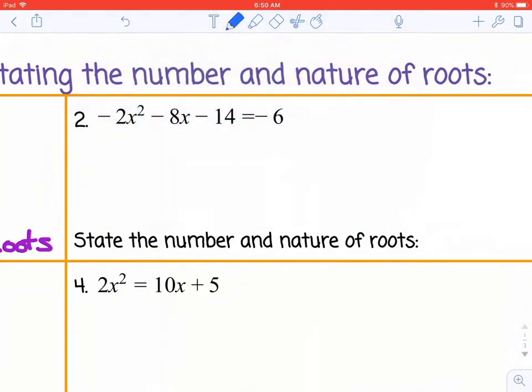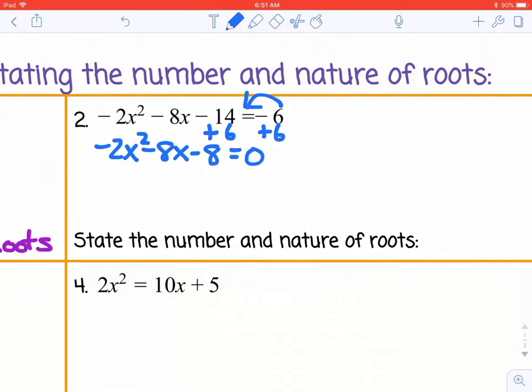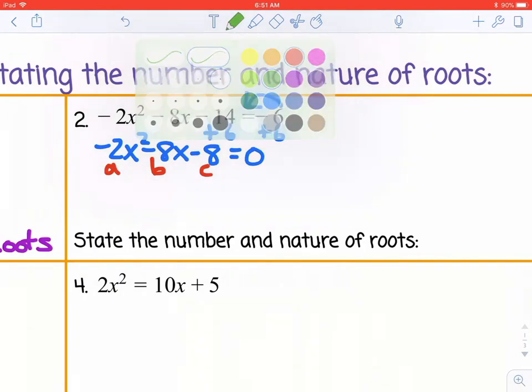All right, let's look at number 2. So first we need to get everything on one side in standard form. So we have negative 2x squared minus 8x, and then we need to add this 6 to the right side. So we have negative 14 plus 6 is negative 8. And then we got to pick out our a, which is negative 2, b is negative 8, and c is negative 8. And then use our formula.